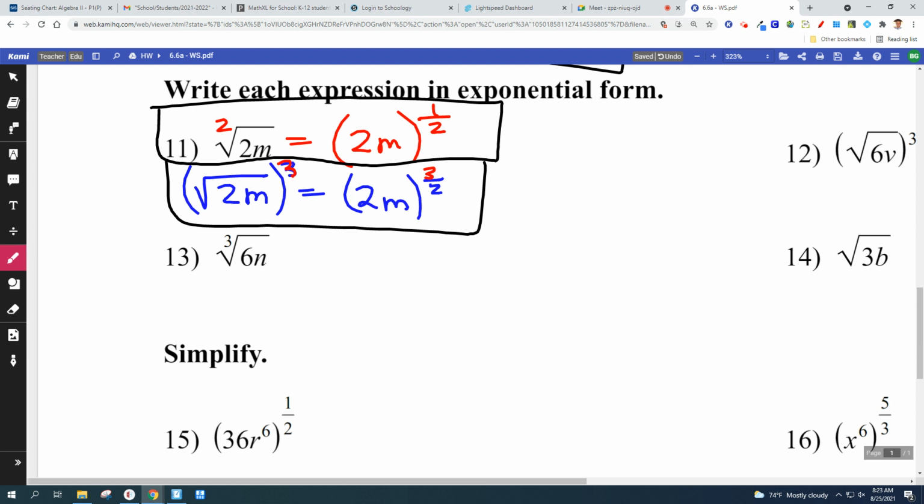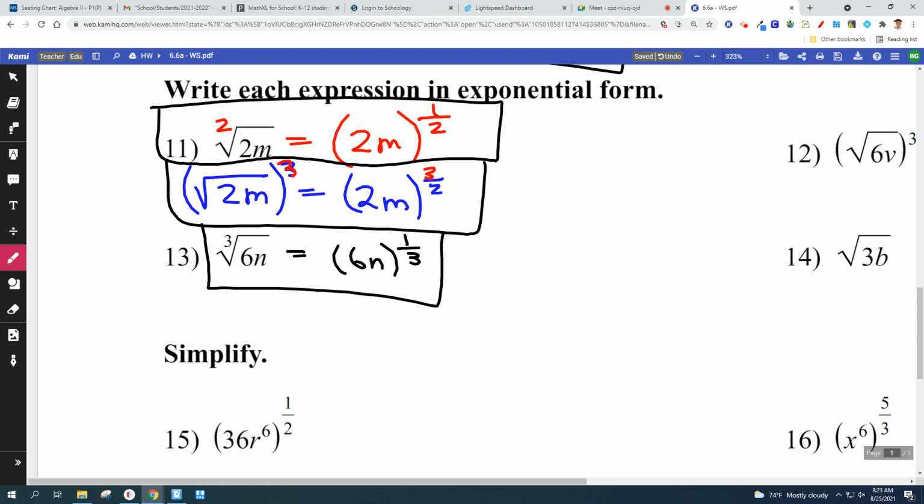Okay, so number 13. As is, it's just 6n to the what power? 1/3. Exactly. And that's it. That's all you do.